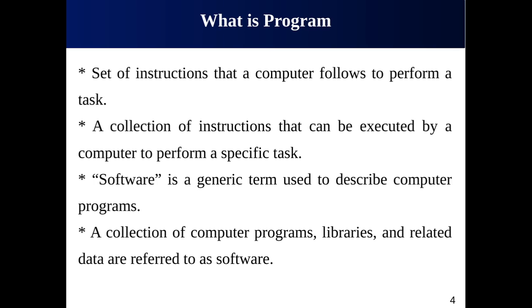There is another term which is related with the program, and that is called software. Basically, software is a generic term which normally we use to describe computer programs. Sometimes we use these two words interchangeably, software for program and program for software. But at a more detailed level, software is actually a collection of different computer programs, different libraries, and related data, which is called a computer software.